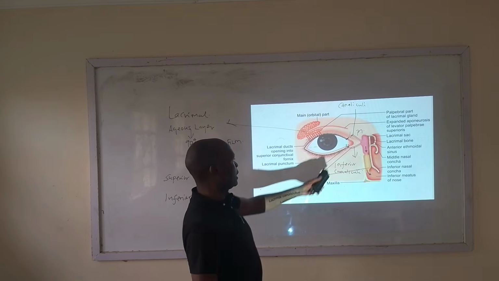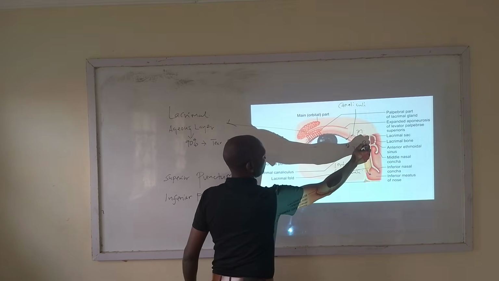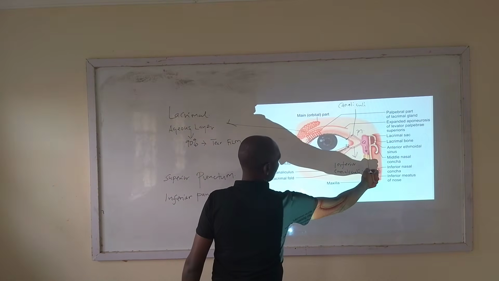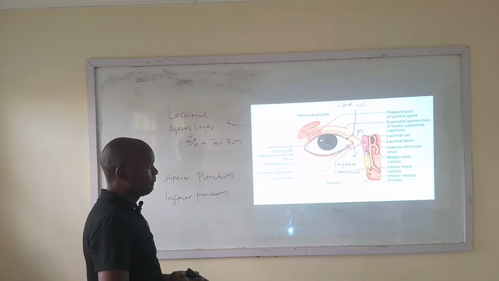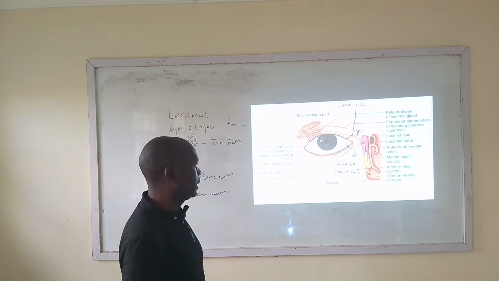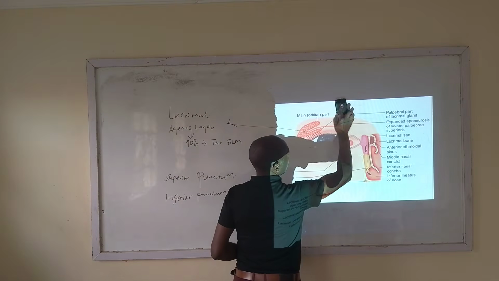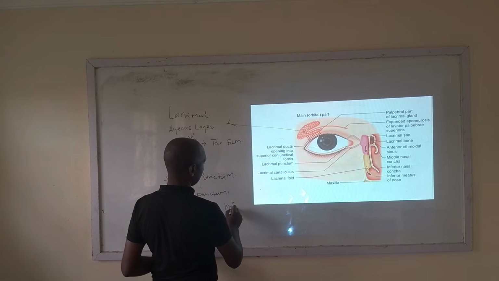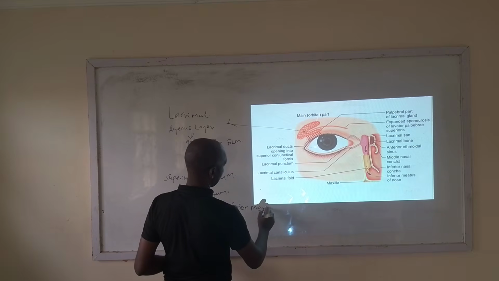Once your tears get into the superior and inferior canaliculi, they will get into the lacrimal sac. From the lacrimal sac, they will trickle down into the nasolacrimal duct until they get into the floor of the nose. That is what we refer to as the inferior meatus.